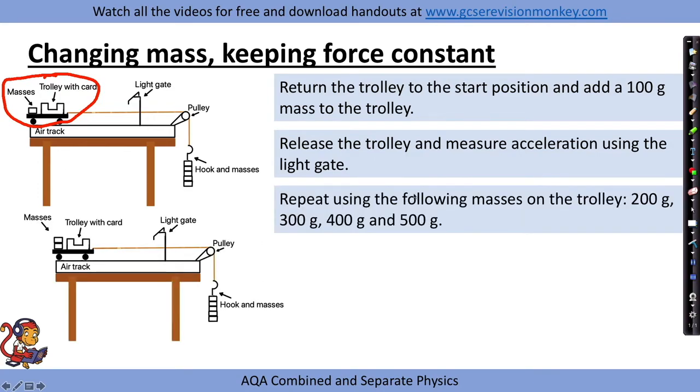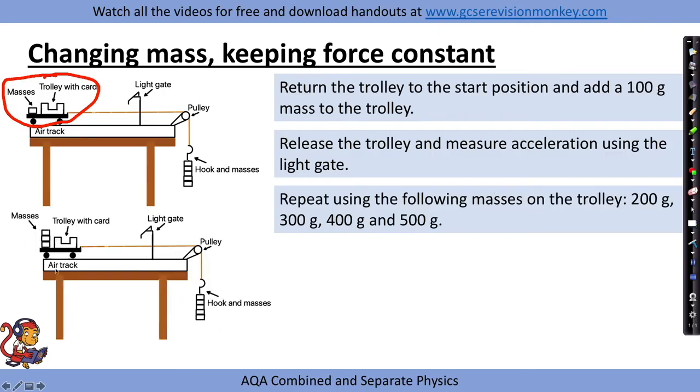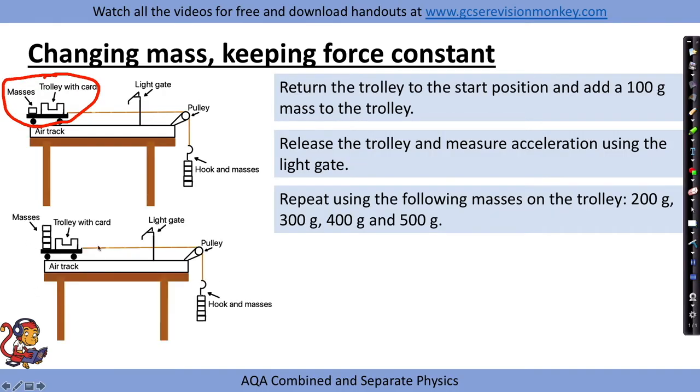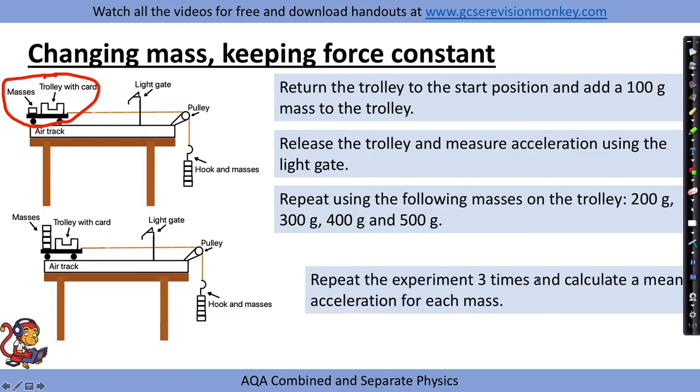So we then repeat this using the following masses on the trolley, so 200 grams, and then 300 grams, and then 400 grams, and we'd use 500 grams as well. And we then repeat the experiment 3 times and calculate a mean acceleration for each mass. So that's our practical when we want to see how mass affects acceleration and when we use mass as our independent variable. Now we'll look at how force affects acceleration.